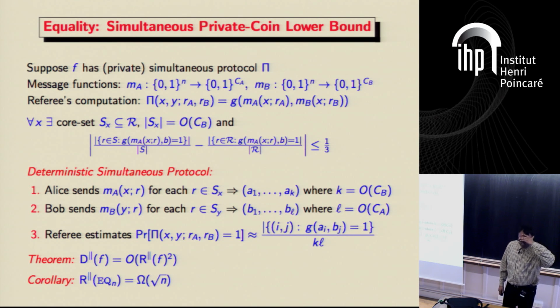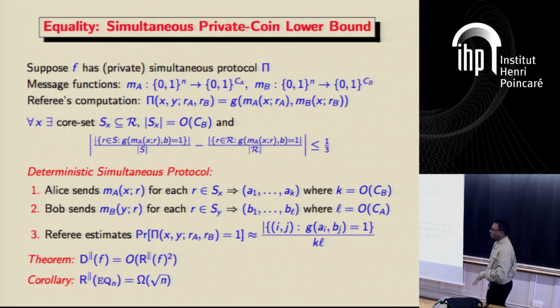Then here's a simultaneous protocol that is in fact completely deterministic. So not only am I removing the public randomness, I'm going to remove all randomness. Alice will go ahead and send her message for each r in her core set corresponding to x. Remember that we first fixed x and then we got a core set. So the net result is she's going to send k messages, where k is the size of this core set, which is order CB. And then Bob does the symmetric thing on his end.